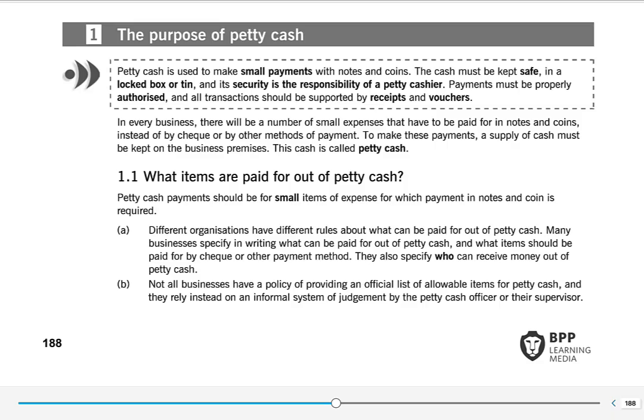So the business must control it properly. That is why petty cash is usually handled by one person. That person is called the petty cashier. This person keeps the cash safe. This person only pays out money for valid business reasons. This person keeps evidence for every payment. And this is why the book says the security of petty cash is the responsibility of the petty cashier. Because one person must be accountable, so we always know who's responsible for the cash.